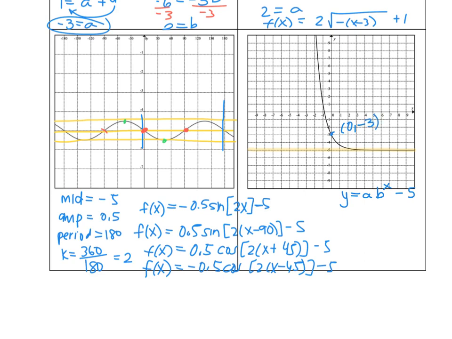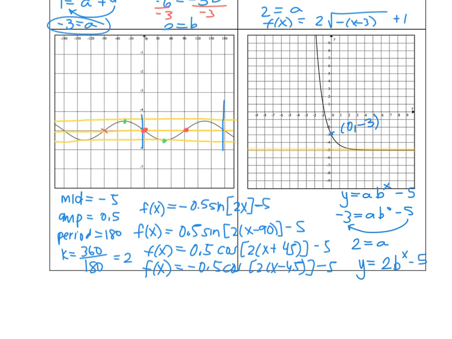Your y-intercept is 0, -3. So here we are. I'm going to bring the -5 over. -3 plus 5 is 2, and b to the 0 is 1, so a equals 2, which means I have 2 b to the x minus 5.